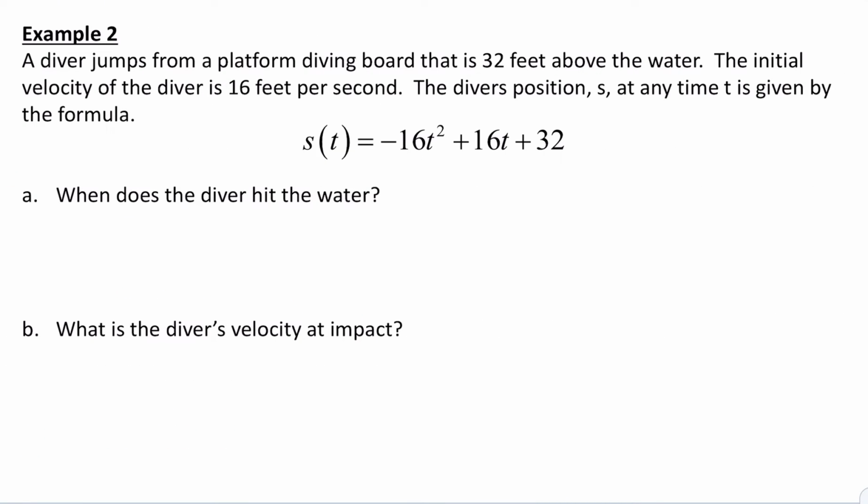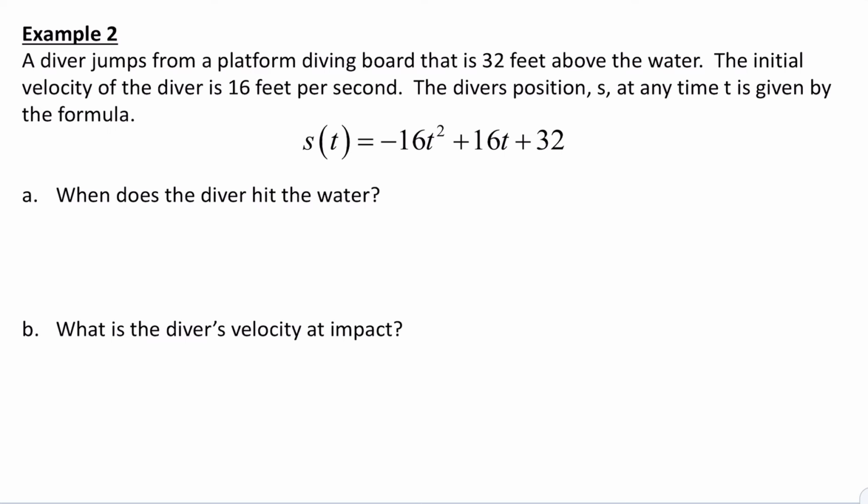Okay, our second example. A diver jumps from a platform diving board that is 32 feet above the water. The initial velocity of the diver is 16 feet per second. The diver's position, s, at any time, t, is given by this formula. Again, the book is going to give you a very different formula. I'm always going to give you this position formula, just so that you know.